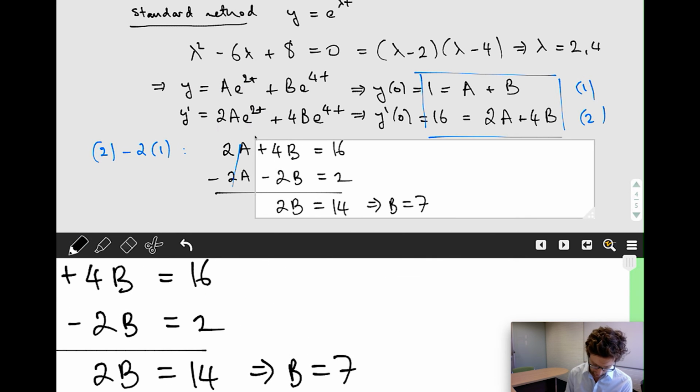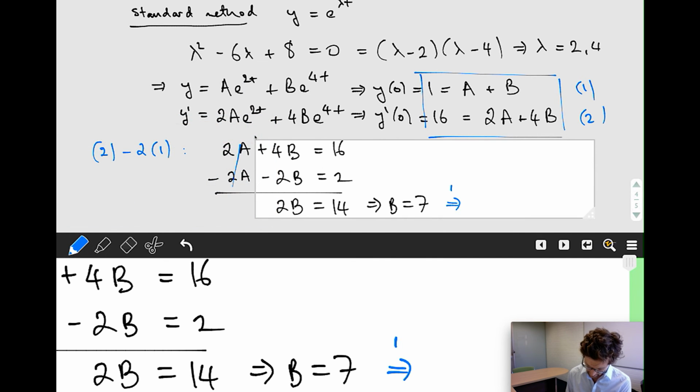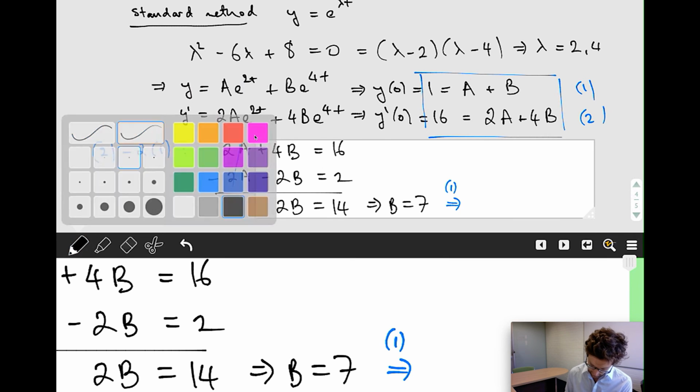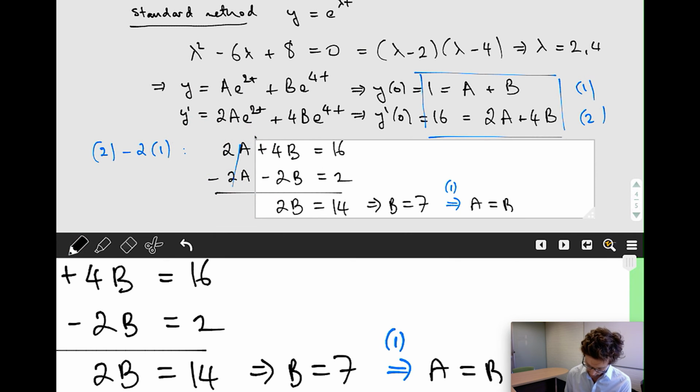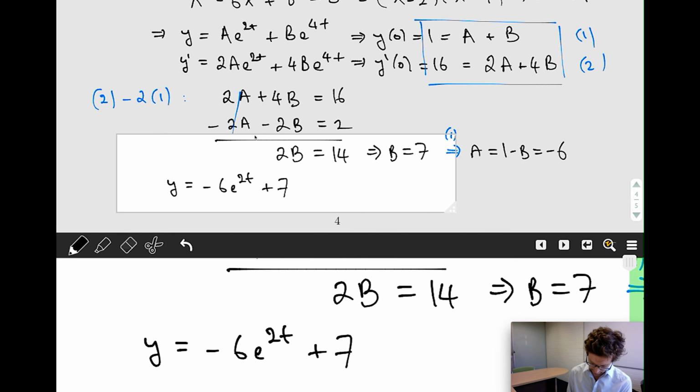I can use equation 1 now to find a. a is equal to 1 minus b, which is equal to minus 6. So my solution is then given by y is equal to minus 6 e to the 2t plus 7 e to the 4t. That's my solution using our standard methods.